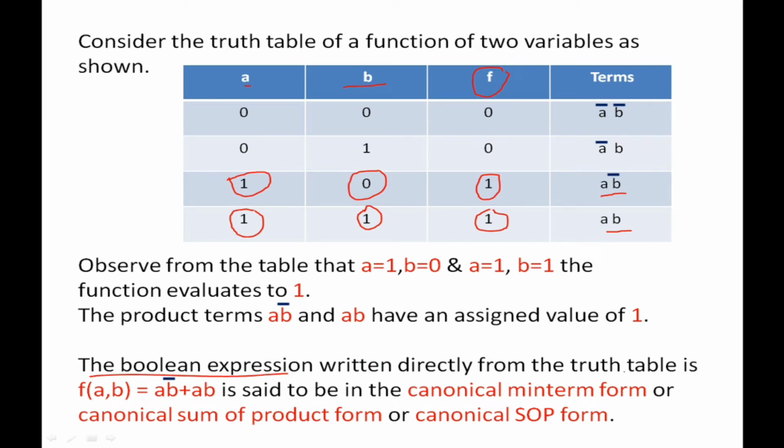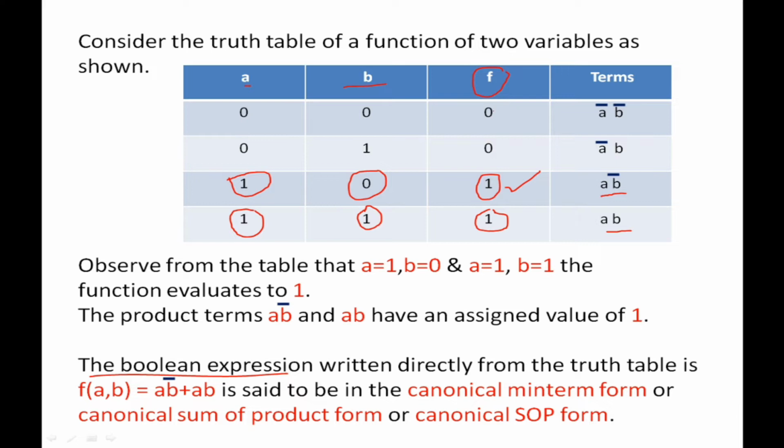So the Boolean expression written directly from the truth table is f of a comma b, because we have two variables a and b, is equal to a b bar. Why a b bar? Because the function is evaluating to 1. If here it was 0, then we wouldn't have considered a b bar for our final Boolean expression. And then the second product term that is a part of this Boolean function is ab. Why ab? Because again, this is evaluating to 1.